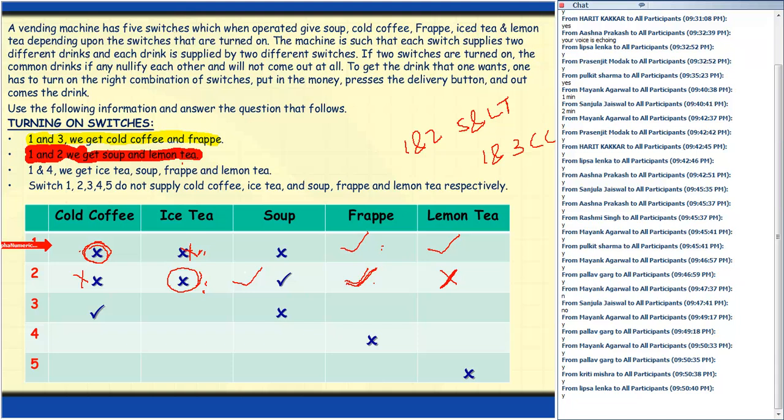From 1 you are not getting an iced tea. Just see here. From 1 you are not getting an iced tea. So from 3 also you shouldn't get an iced tea. यहाँ भी क्रॉस आ जाएगा. 3 से भी iced tea नहीं आना चाहिए क्योंकि 1 and 3 के कॉम्बिनेशन से iced tea नहीं आ रहा है. Now you can see in the column of iced tea there are already 3 crosses. So I'll put 2 tick marks here. Is that clear?